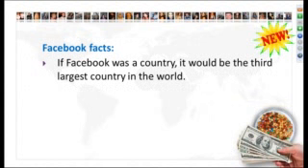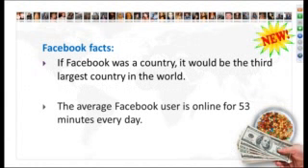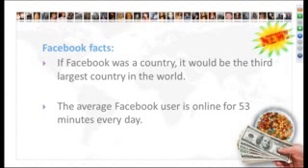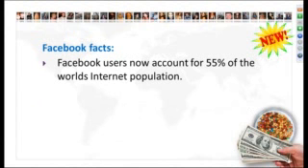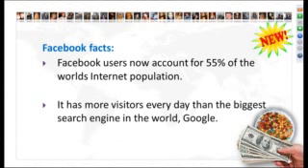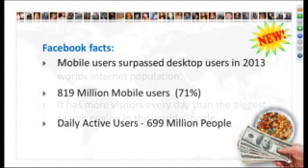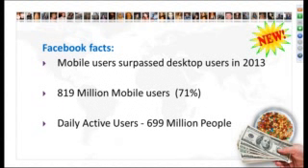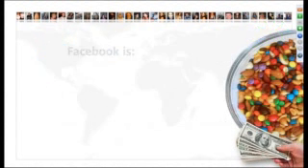Here are some simple Facebook facts. If Facebook was a country, they would be the 3rd largest country in the world. The average Facebook user is online for 53 minutes every day. Facebook users now account for 55% of the world's internet population. They have more visitors every day than Google. And mobile users this year surpassed desktop users, which means that 71% of the people on Facebook are mobile.